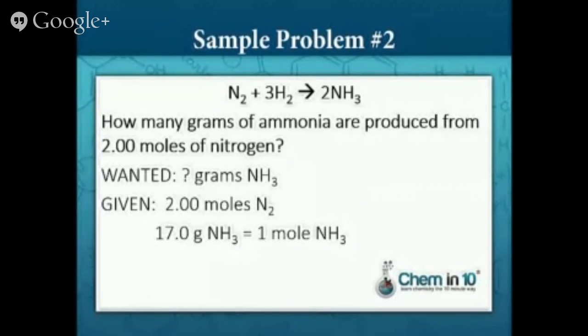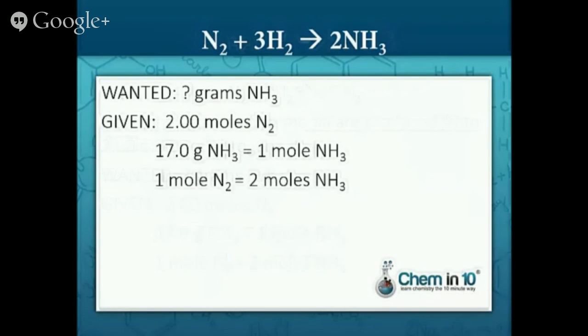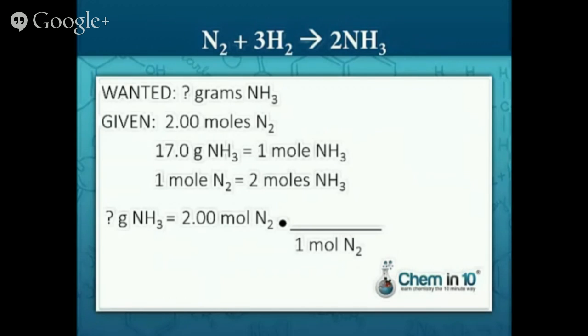So that's our plan. We need 2 conversion factors. We need the fact that ammonia has a molar mass of 17 grams per mole, and we need the molar ratio. 1 mole of nitrogen makes 2 moles of ammonia, and we get that from the balanced equation. Setting up our problem, question mark wanted equals given. Question mark grams of ammonia equals 2 moles of nitrogen, dot line. To cancel out moles of nitrogen, we find the conversion factor that converts moles of nitrogen to moles of ammonia. So we have 1 mole of nitrogen in the denominator equals 2 moles of ammonia. The moles of nitrogen cancel out.